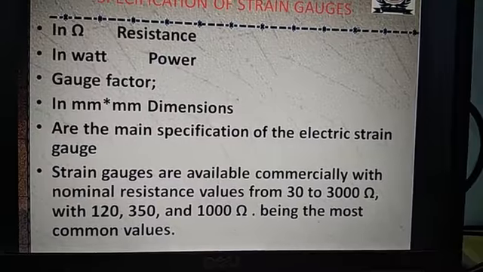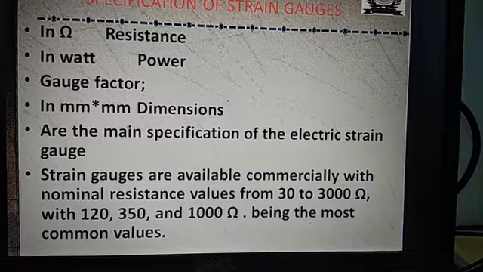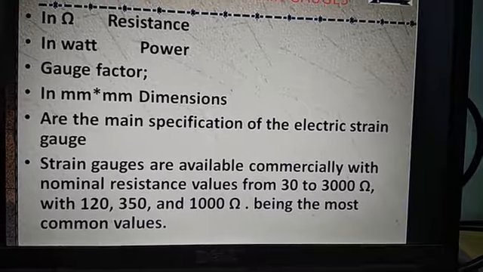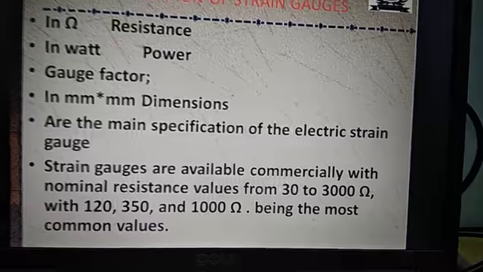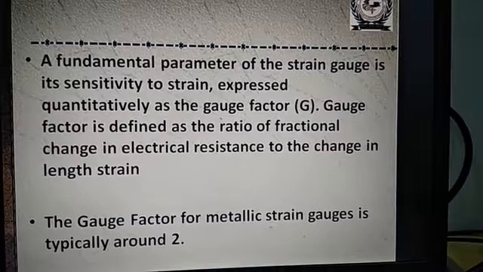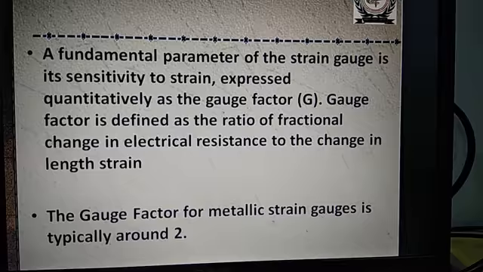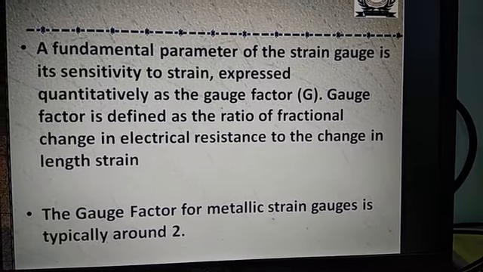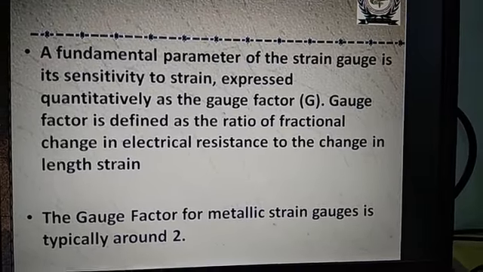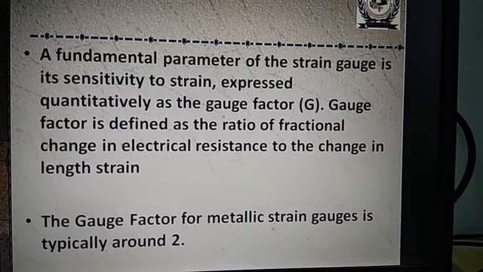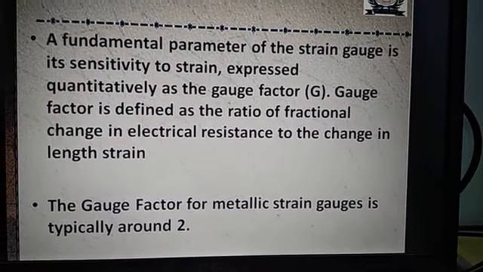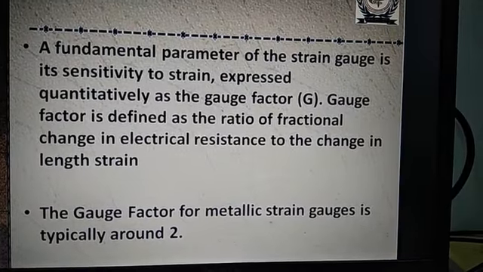Strain gauges are commonly available with nominal resistance values from 30 to 3 kilo ohms, with 120, 350 and 1000 ohm being the most common values used. A fundamental parameter of the strain gauge is its sensitivity to strain, expressed quantitatively as the gauge factor. Gauge factor is defined as the ratio of fractional change in electrical resistance to the change in length strain. The gauge factor for metallic strain gauges is typically around 2.